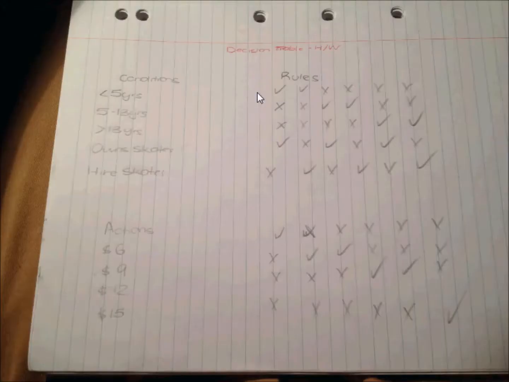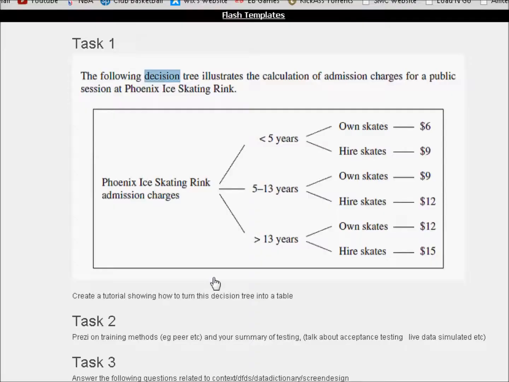Here's what we did. We started off with less than 5 years and ticked that box. If they're less than 5 years, they can't be 5 to 13 years old, and they can't be greater than 13 years old. However, they can either own a skate or hire a skate. Let's say they own a skate. They can't hire a skate, so their action is $6. Where do we get the $6 from? We got it off the tree: less than 5 years, owns a skate, $6.